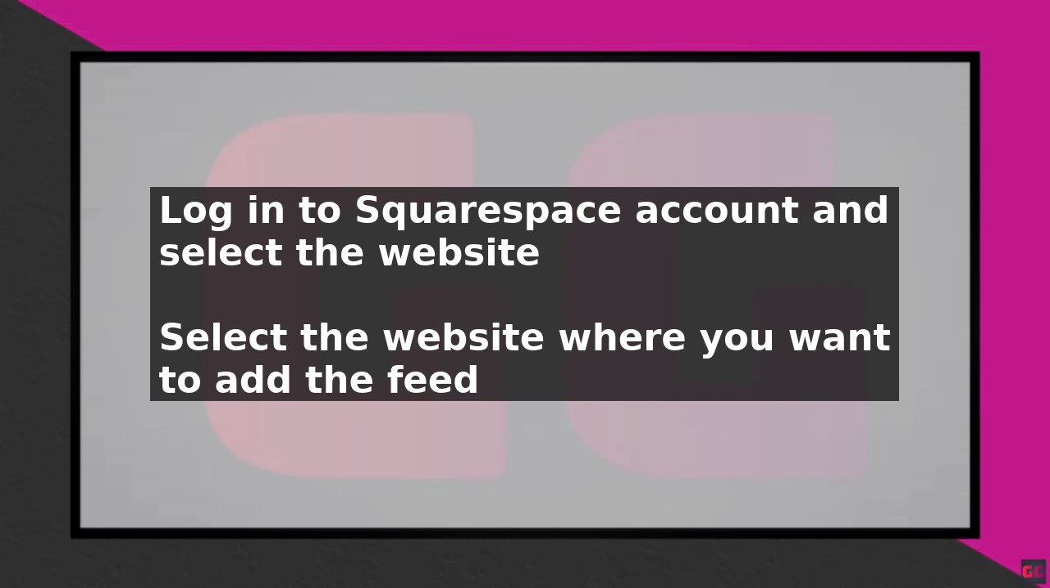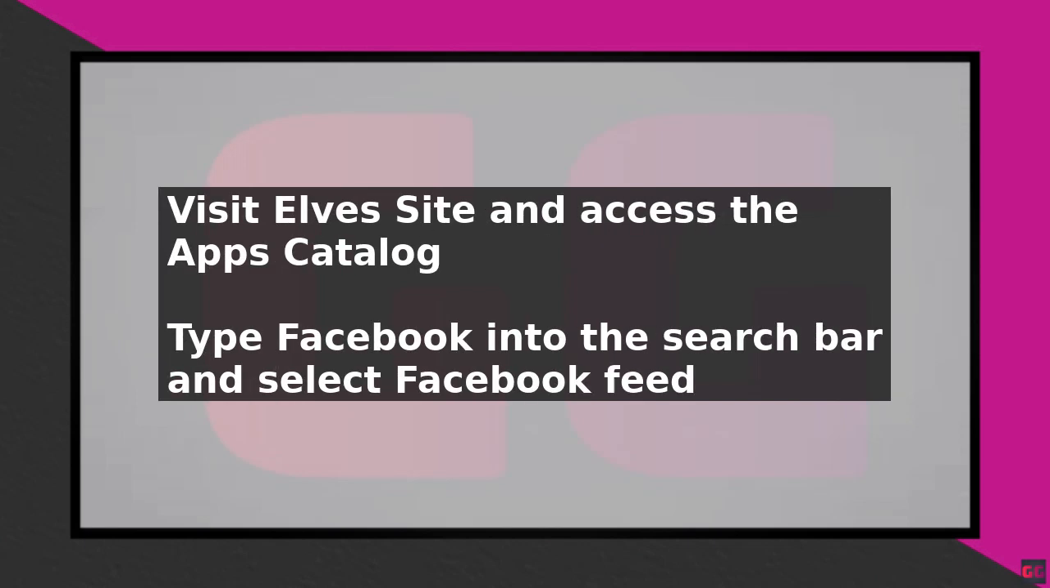Pause for a moment and visit a different website, Elfsight's site, where you can access the app's catalog. Once you've logged in, type Facebook into the search bar and select Facebook feed from the results. This will take you to a widget maker that simplifies the process of adding the feed to your Squarespace website.